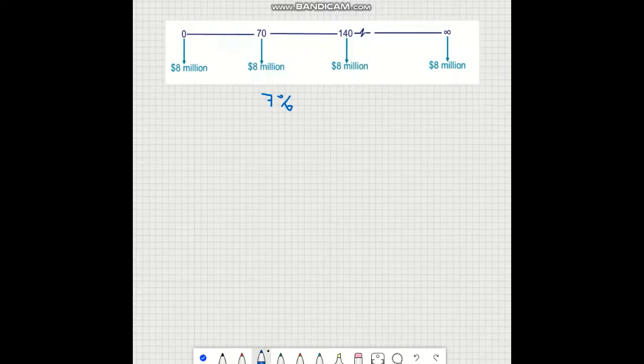So we know that this one is 8 million. Our P is equal to A over i, right? We know this capitalized cost formula. But what is this A? A is the annual series. This is not an annual series anymore. This is like 70 years, 70 years, 70 years. So what do we need to do? We need to divide it into 70 years. So we need to spread this 8 million over these 70 years.